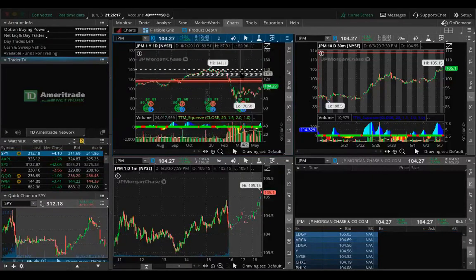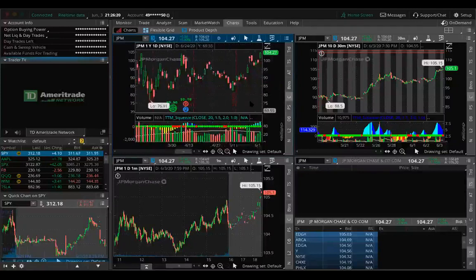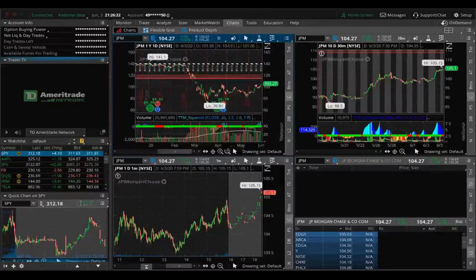Let's see. So we're squeezing. We're beginning to squeeze on the 30-minute. Looks like we're trying to fill some of these gaps. A good push above 105, this 105.50 level, could quite possibly send us to 112. So that's like a $10 move right there.